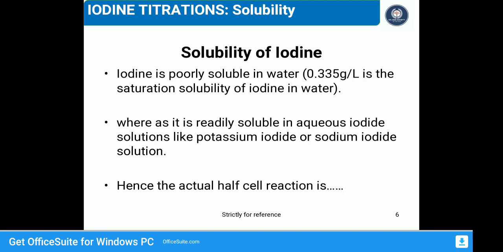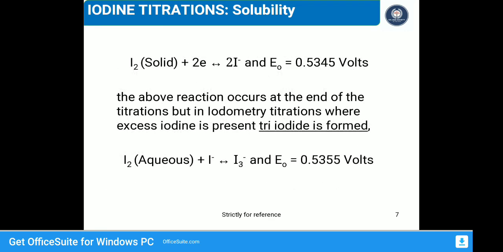As iodine titration involves participation of iodine, the solubility of iodine is the most important parameter, as everyone knows. Iodine is poorly soluble in water, whereas it is readily soluble in aqueous iodide solutions such as potassium iodide or sodium iodide. Hence, the actual half cell reaction is as shown on the screen.